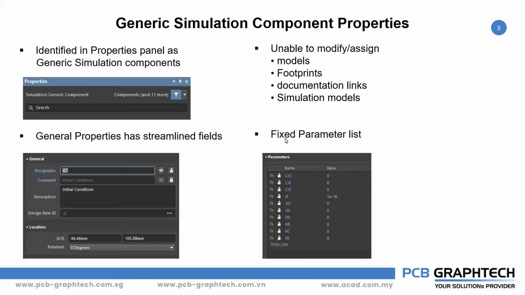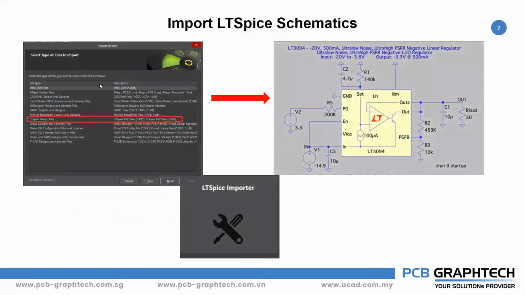Also, each component will have a fixed parameter list. When you see the parameters for this generic component, they will have the parameter list. If you take a resistor, it will have a certain parameter list. If you take a capacitor, it will have a certain parameter list. You will be able to edit only the values. You cannot edit the parameter list. So it is a fixed parameter list.